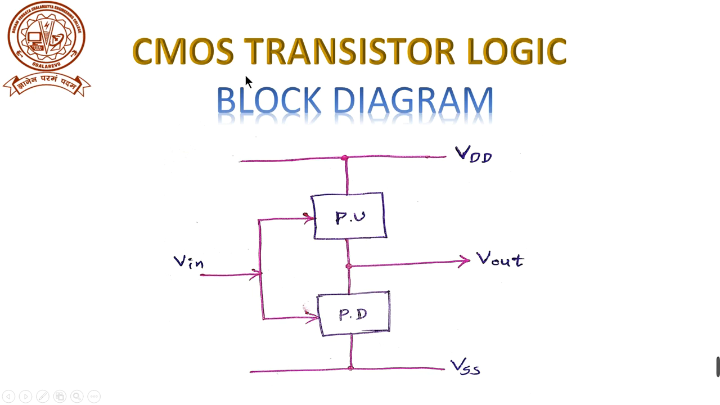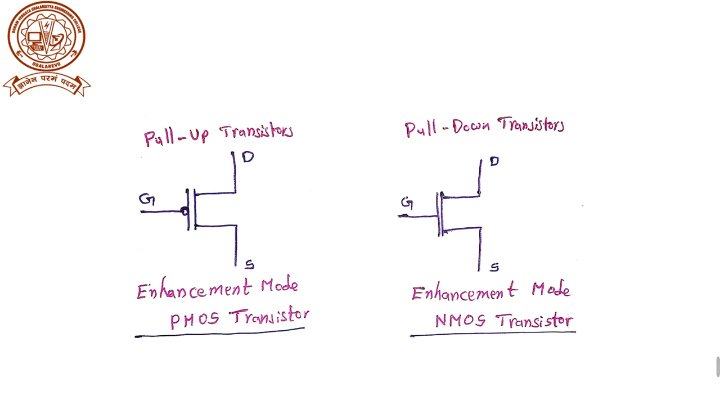Coming to the case of CMOS transistor logic, the input should be given to both pull up transistor and pull down transistor. That should be a common input given to both pull up and pull down transistors. And this is VDD, the power supply, and this is the ground, simply VSS. And the output should always be obtained in between pull up and pull down transistors. And in pull up transistors, which type of transistors has to be used? Similarly, in pull down transistors, which type of transistor has to be used?